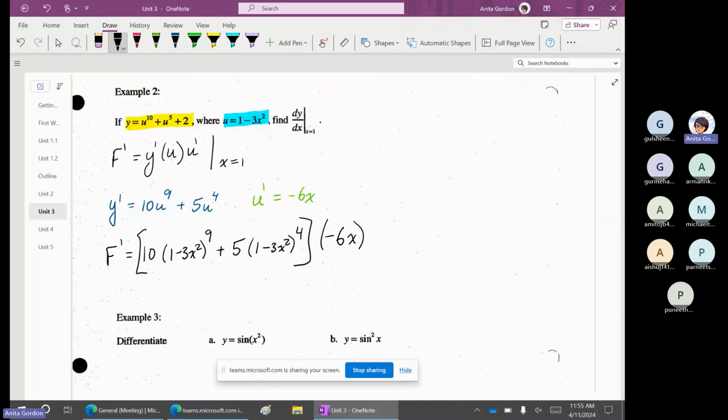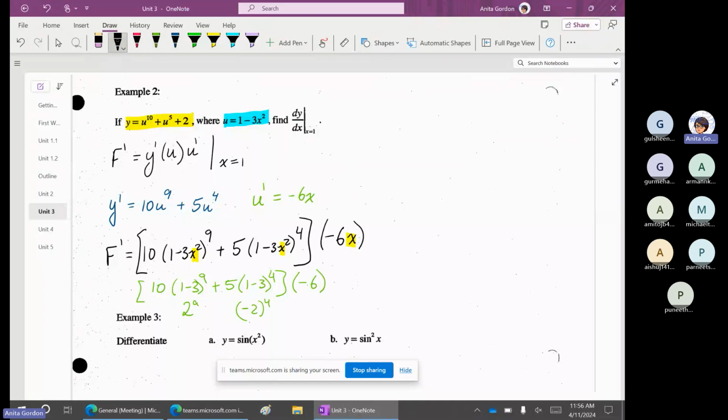And if I was not evaluating it, I would then distribute and simplify, collect terms, and so on. But because I'm evaluating it at 1, I'm just not going to bother with the simplification. I'm just going to go ahead and wherever I see an x, I'm going to put a number 1 in, and that'll just make my life easier. So this is going to be 10 times (1 minus 3) to the power 9 plus 5 times (1 minus 3) to the power 4, times negative 6. So this is 2 to the power 9, and then this is negative 2 to the power 4.